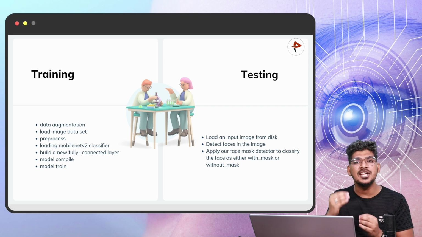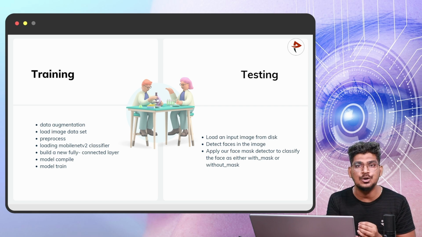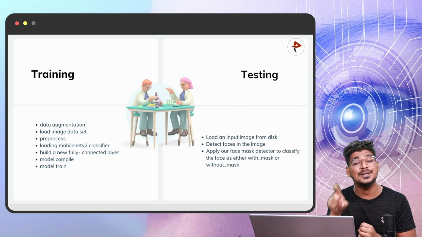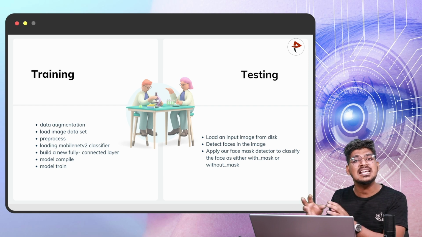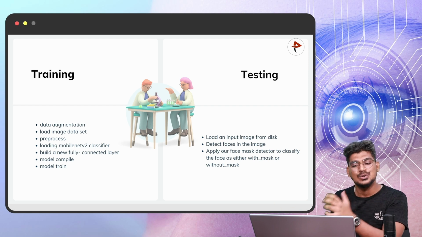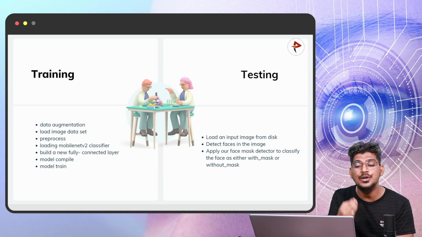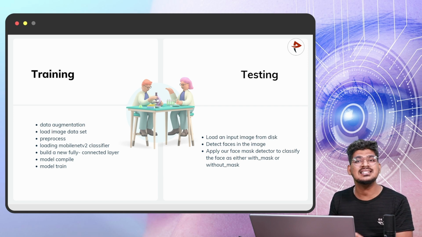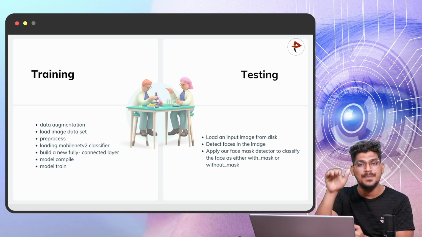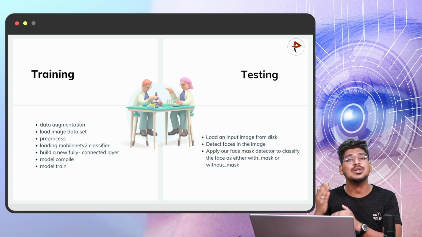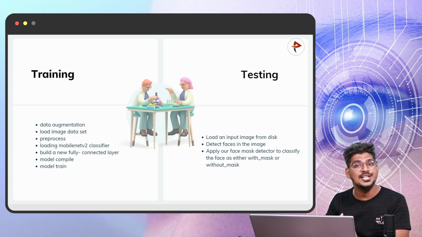Most probably when you are using a Raspberry Pi or Arduino, this particular framework will make it easier to work with. That is the reason we have to choose the MobileNetV2 classifier. After that, building a new fully connected layer. That is nothing but the head model. The head model normally works on top of the base model. Then we need to compile the model. After that, we need to train the model.